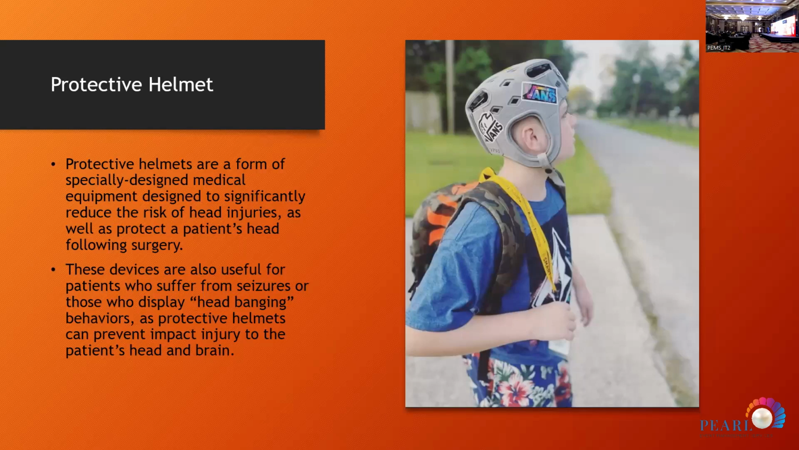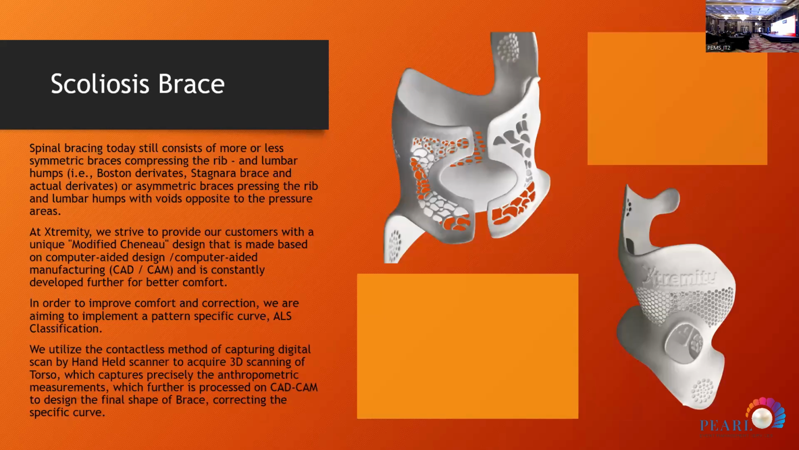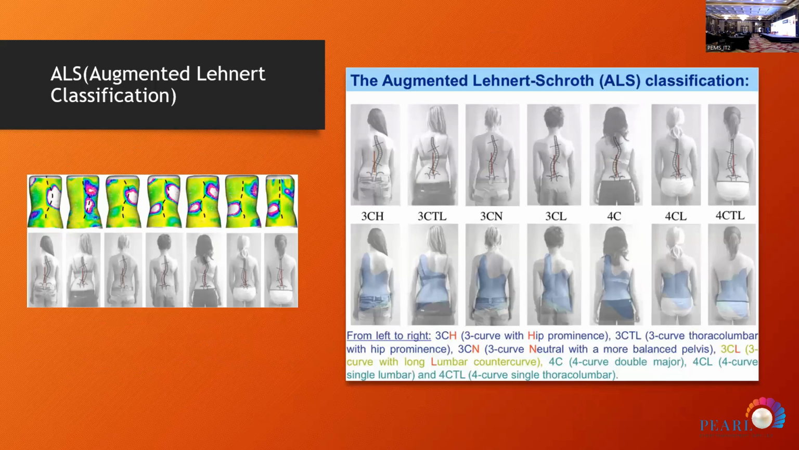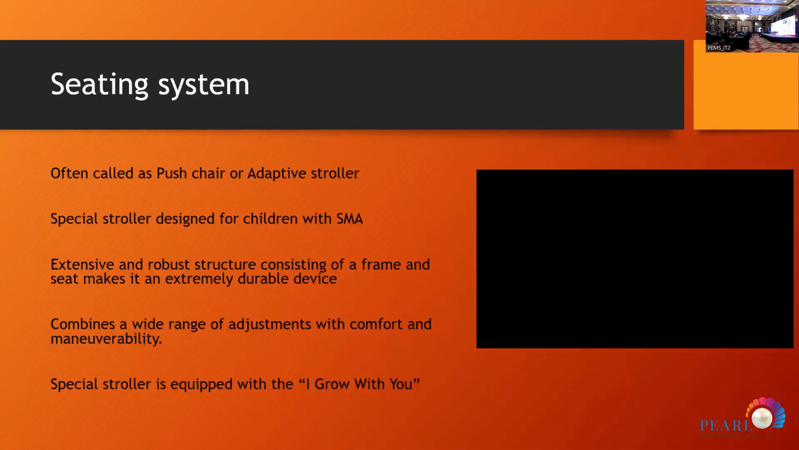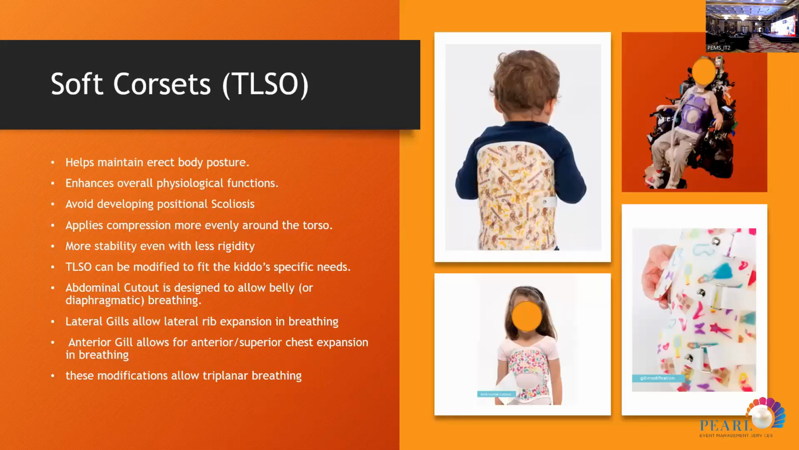These are the scoliosis braces. What we do, for example, are corrective scoliosis braces. That's the functional classification we use. And these are the soft corsets for patients who cannot tolerate rigid bracing. That's the seating system we have. These are the positional seating and vertical standers we use within our facility.